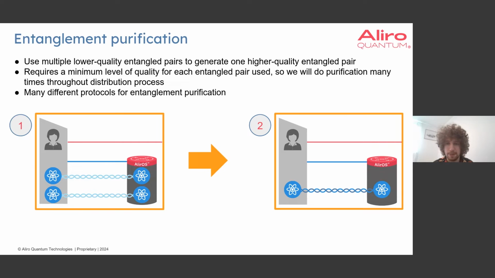We next discuss entanglement purification. In entanglement purification, we use multiple entangled states with lower fidelity to create a single entangled state with higher fidelity. Purification protocols need a certain level of fidelity for each used entangled state, and so we need to make sure that fidelity has not degraded too much by the time we do purification.